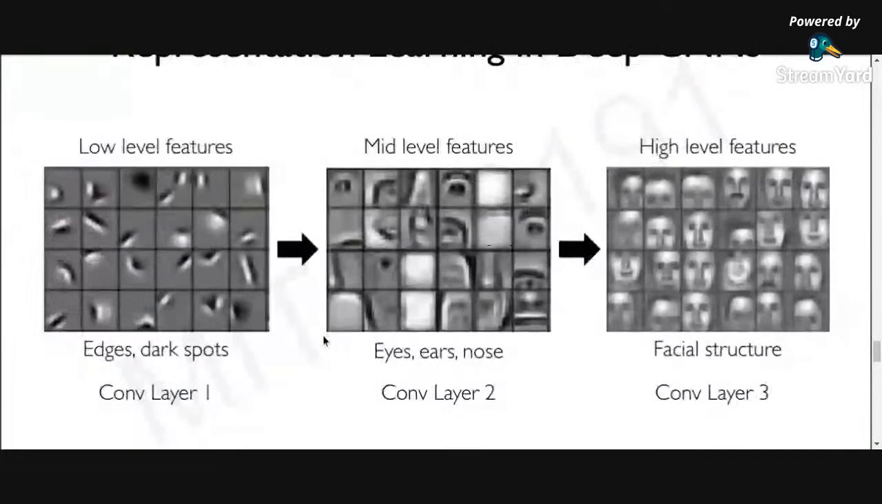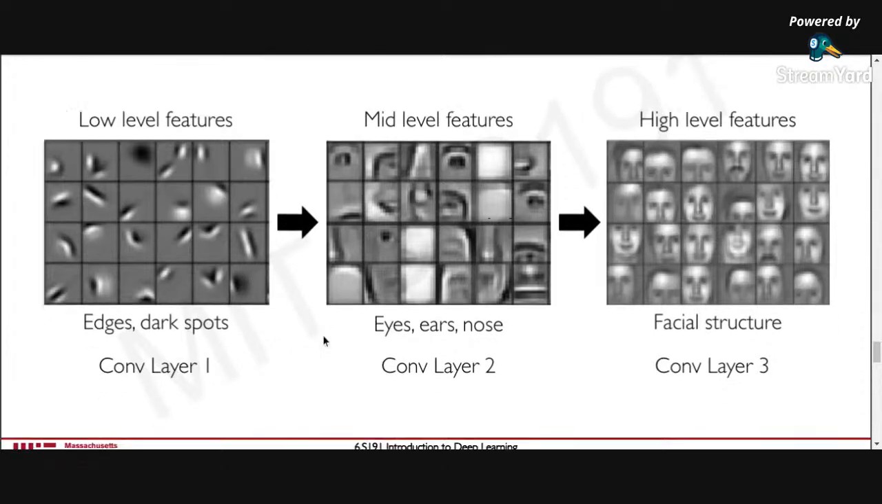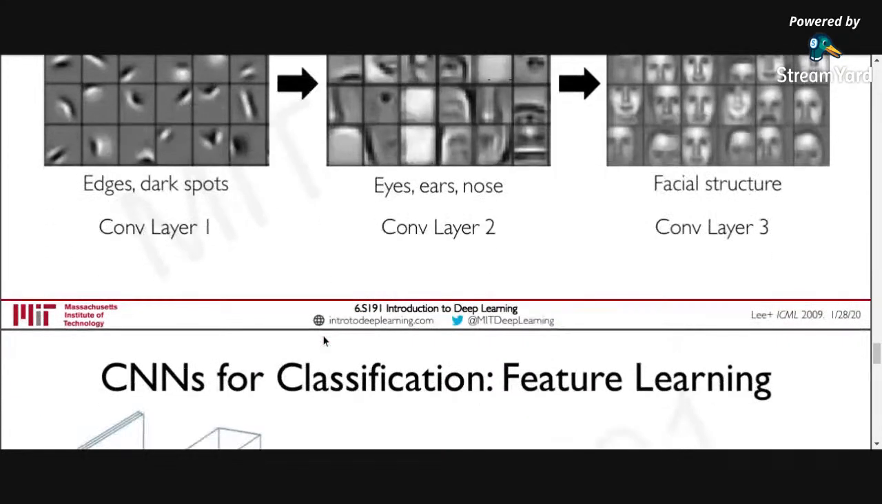So here you can see, as we have more convolution layers, in the beginning only the edges and dark spots are found, then more objects are found, and then we have the whole facial feature being detected by the convolution layer.